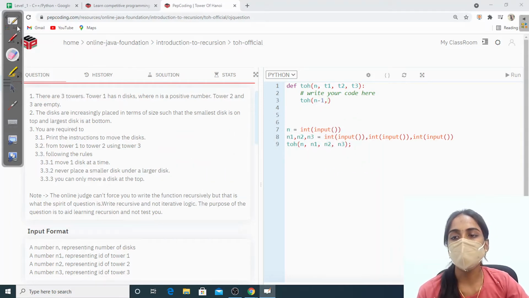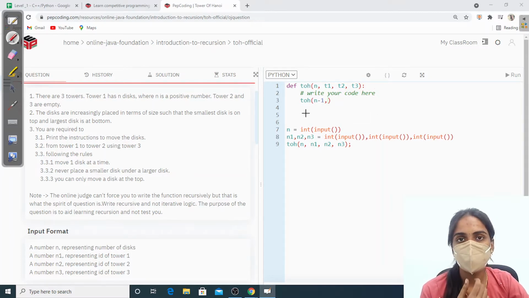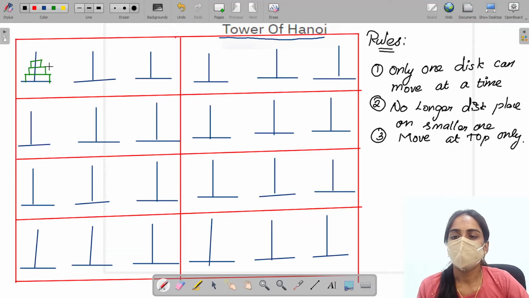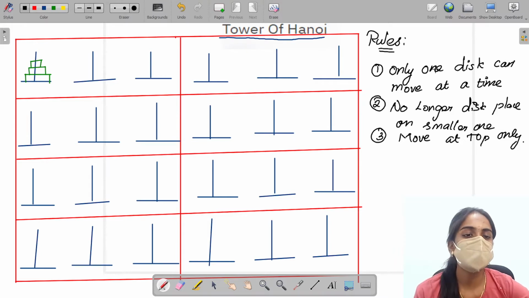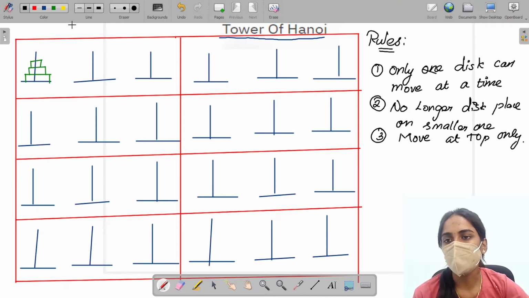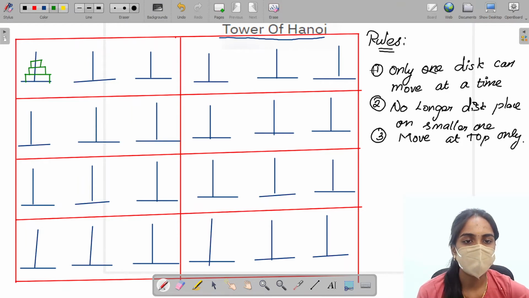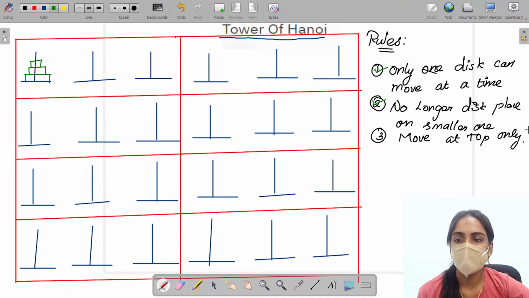Before going to the solution part, I will explain how we are going to solve it. Then we can move on to the coding part. We have three discs. These are the rules. Only one disc can move at a time. No larger disc is placed on a smaller one. We can move the disc from the top only, right?